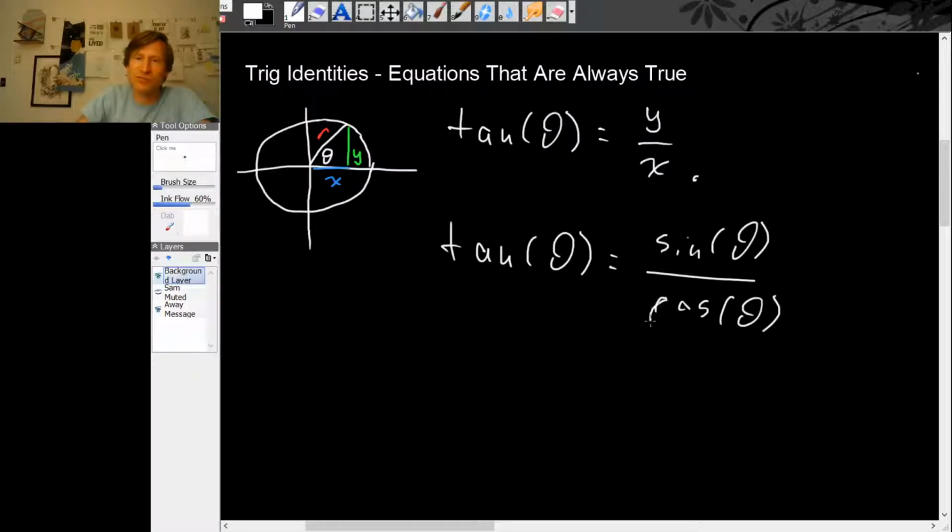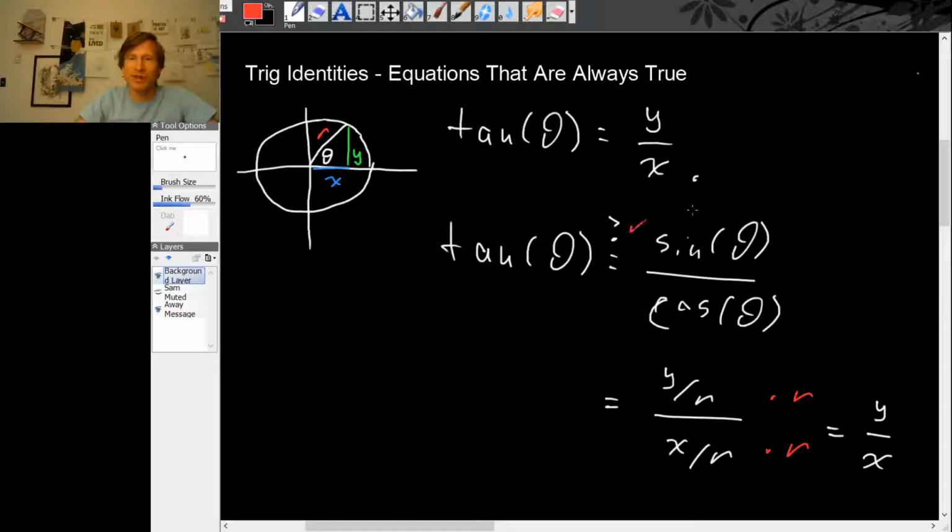Let's check that this is really true. Right now, I'm claiming that this is true, but let's actually check. On the right-hand side, what is sine of theta? Well, in this diagram, sine of theta is y over r. And what's cosine of theta? Well, that's x over r. But then you can simplify this big mess by multiplying the numerator and denominator by r, and you get y over x, just like I said you should get. So this really is true. Tangent of theta really is sine of theta over cosine theta.